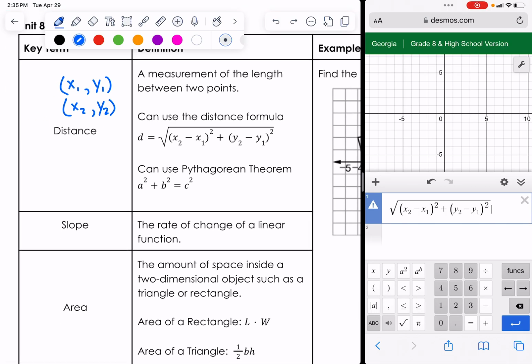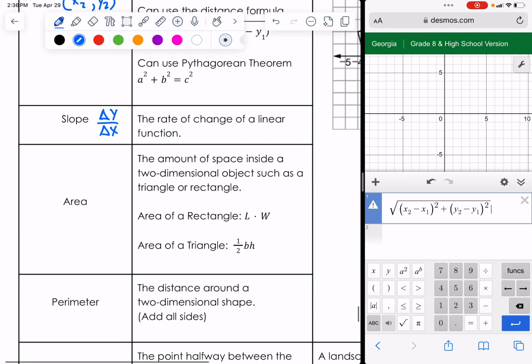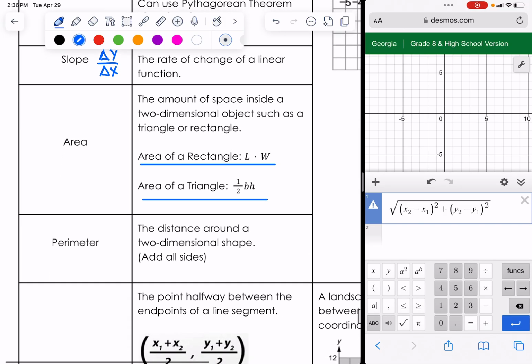Now, let's talk about slope. We know that the slope is the change in our y values over the change in our x values, rise over run. And we need to be aware of our area formulas for a rectangle, length and width, and the area of a triangle, 1/2 the base times the height. Be reminded that perimeter is the sum of all of the sides.